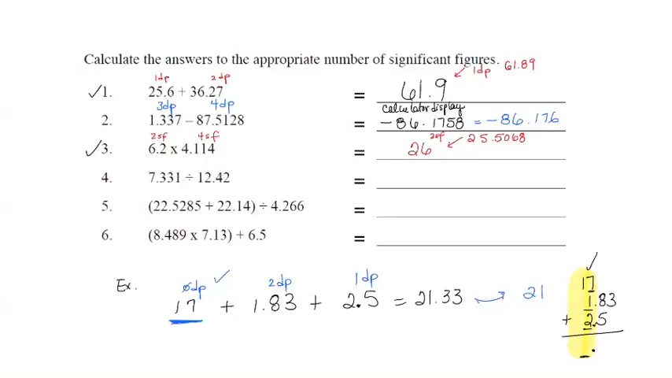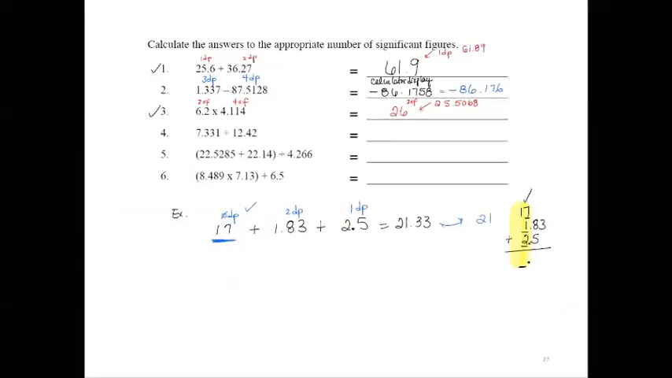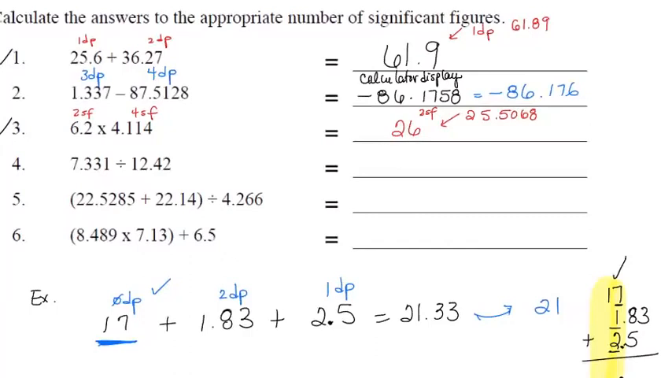Let's try number 4. So take a moment, for those of you that have a calculator at home, write in the chat what is the calculator display when you have 7.331 divided by 12.42. Thank you guys. So we see 0.5905765649. That's your calculator display. But when we look at the digits, we say, wait a minute. This has 4 sig figs. This has 4 sig figs. So we need to round to 4 sig figs.